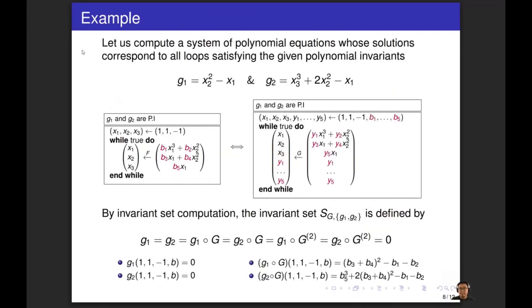Okay, let's see an example. There are two invariants given, and we would like to find the correct values for these parameters p1 to p5. We reduce this problem into finding initial values such that given equations are invariants. Now our parameters are inside the initial values. This is exactly an invariant set computation, as I said before. In this case, this invariant set is defined by 6 polynomial equations. If you plug the initial values inside here, we have 6 polynomial equations with variables p.